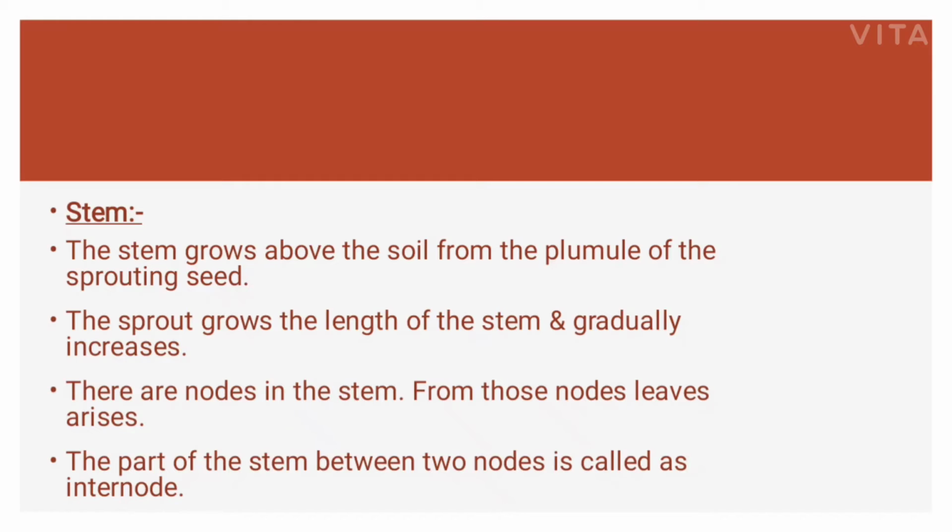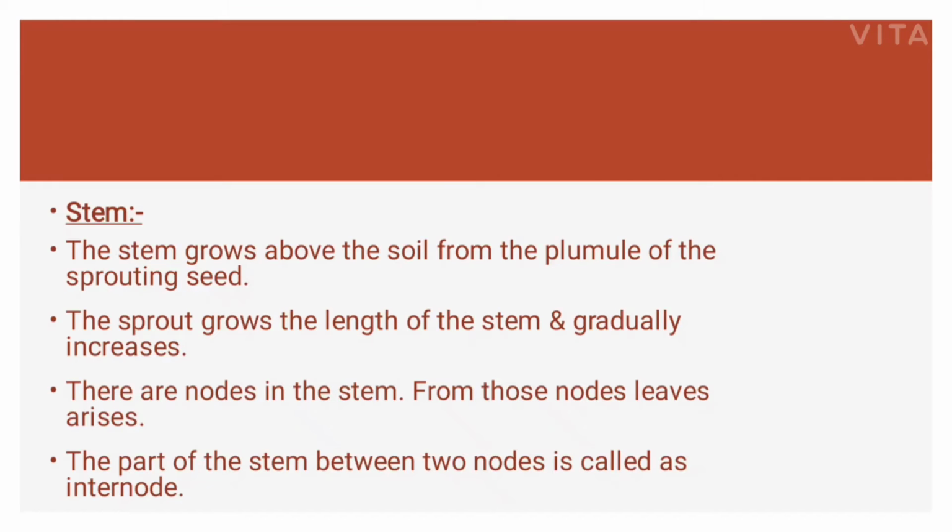We see here the stem. The stem grows above the soil from the plumule of the sprouting seed. When the seed germinates in the soil, two parts arise: one is the plumule and the second is the radicle. From the plumule, the stem grows above the soil. The sprout grows, and the length of the stem gradually increases. There are nodes in the stem. From those nodes, leaves arise.